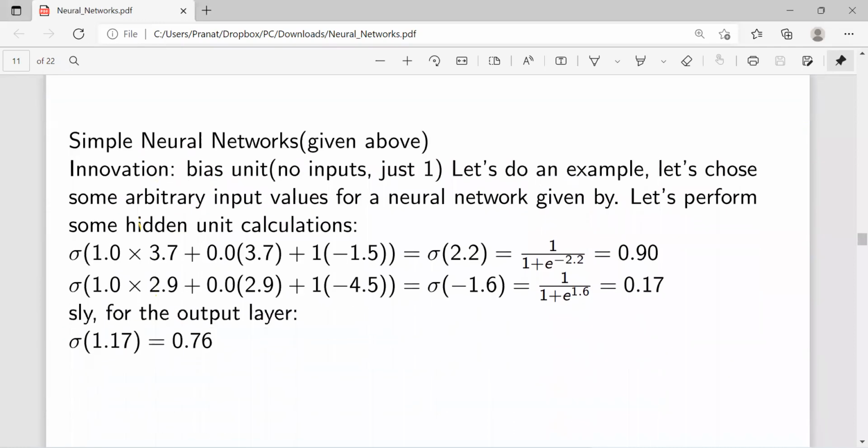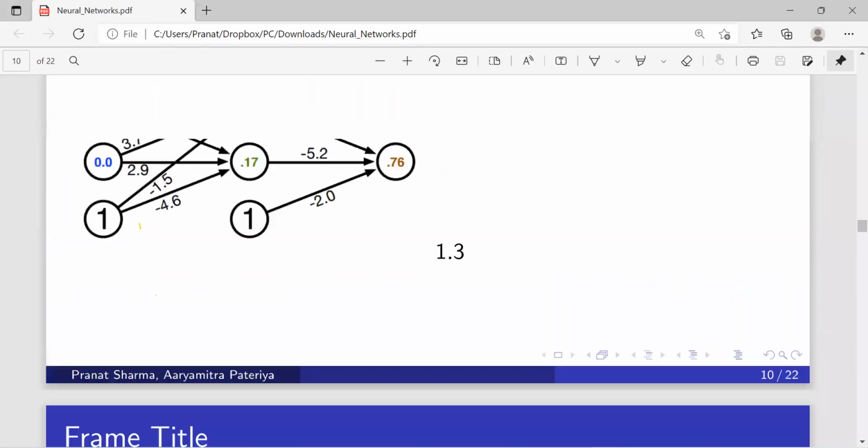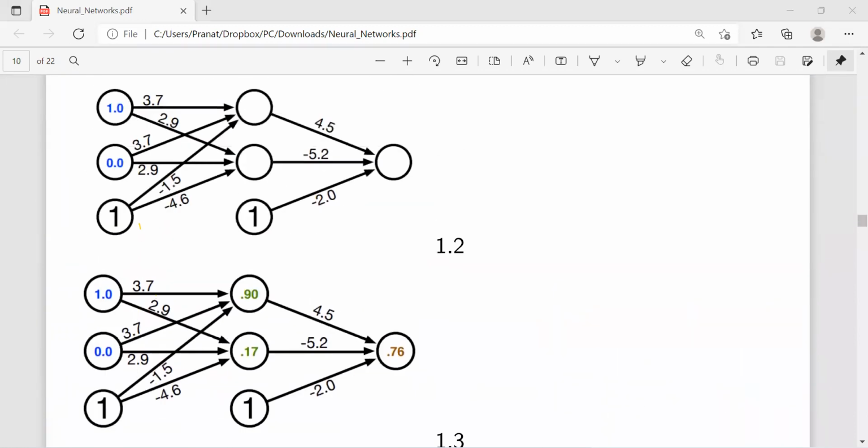So a simple neural network can be given as above, like this. So this is our input, output, and hidden layer. This tells us that our input vector has 3 elements. Hence, there are three neurons in our input layer.